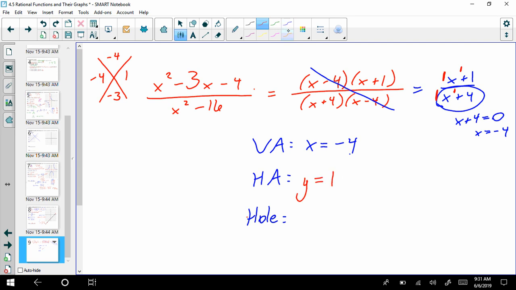And now a hole in the graph. The only time I'm going to have a hole in the graph is if I canceled something out. And I did. I canceled something out. So that thing I canceled, if I set it equal to 0 and solved, there is a hole at x equals 4. Okay, so you only have a hole in the graph if you cancel something out.